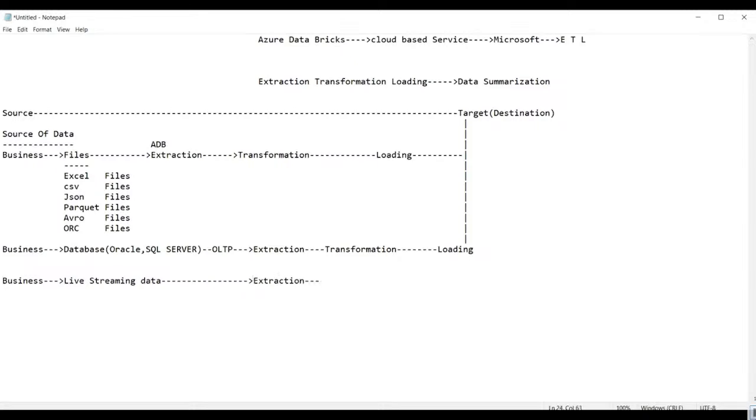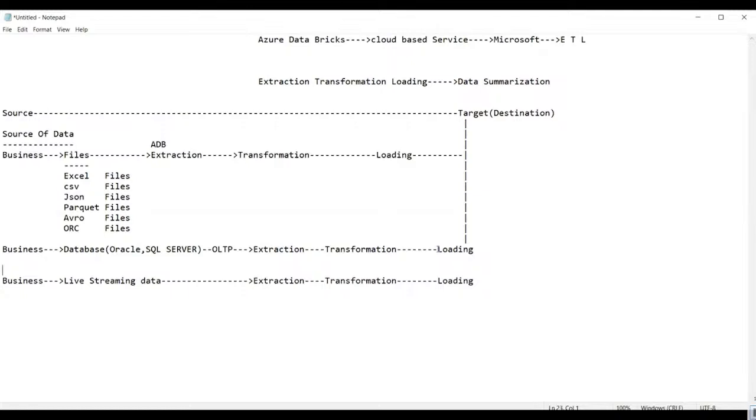Once the extraction is done, again the process of transformation happens. Transformation is the actual process of data summarization. And once the data summarization is done, finally we load the data into the target.